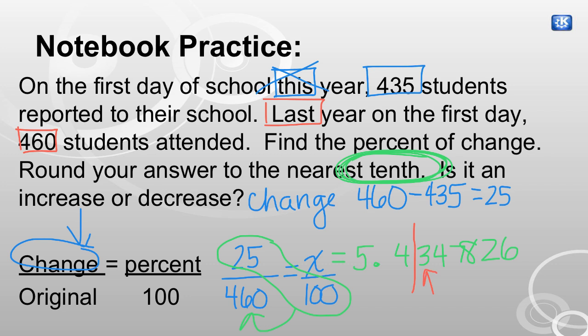I'm going to look at this 3. It is not big enough to round up, so I'm going to keep it at 5.4%, which is awesome. That answers my first question, find the percent of change. I've rounded it. But the second question, is it an increase or a decrease? Again, I have to think about these numbers. So it went from last year, 460, to this year, 435. So it appears to be a decrease.